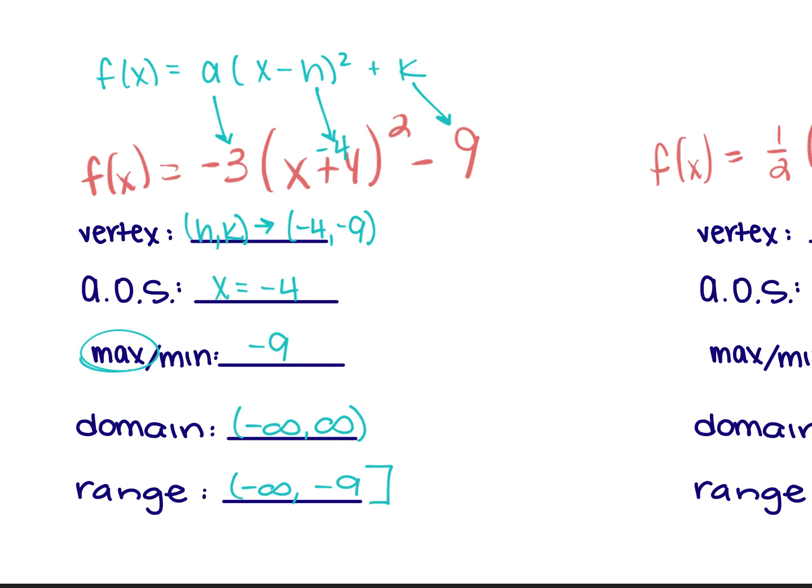This is why I was saying, once it's in vertex form, it's a lot easier to pull out all of this information because it's literally giving you your h and your k. There's really no math or plugging in to find h and k.